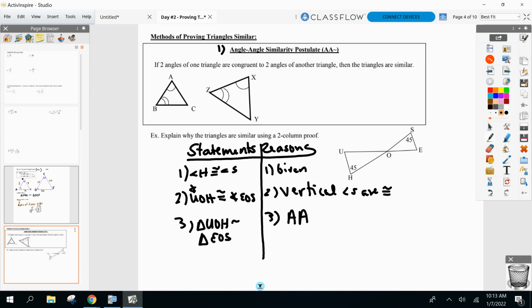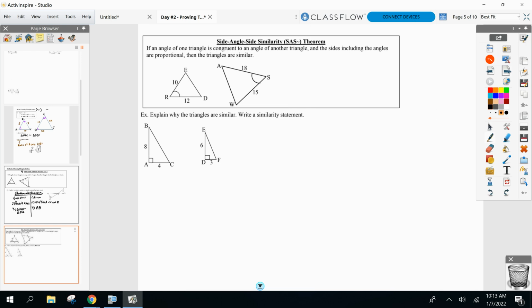Method 2 to proving triangles similar. It looks familiar, doesn't it? Oh wow, it does. Side angle side. Looks pretty familiar, but it means something different though. You still need a pair of angles congruent. So in my diagram here, what are the angles that are congruent? R and S. Okay, so you still need a pair of angles equal to each other. So I have angle R congruent to angle S. Still need that.